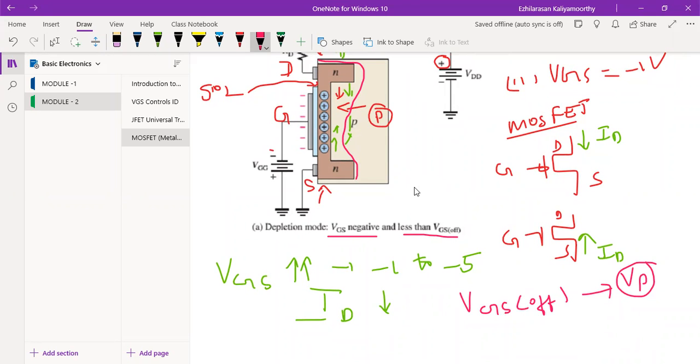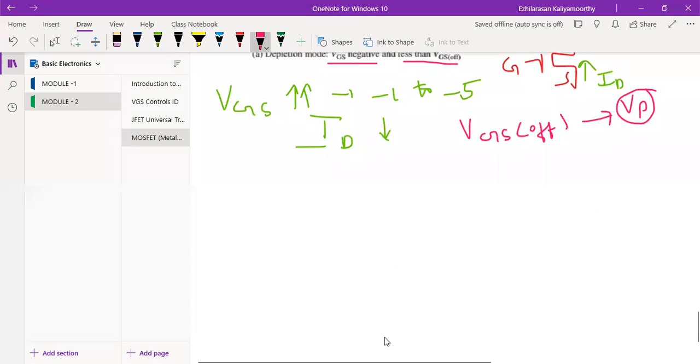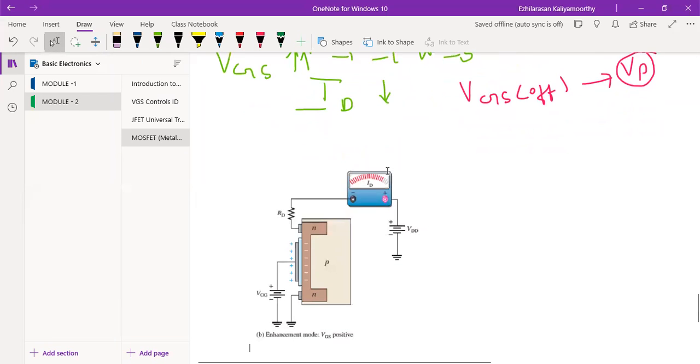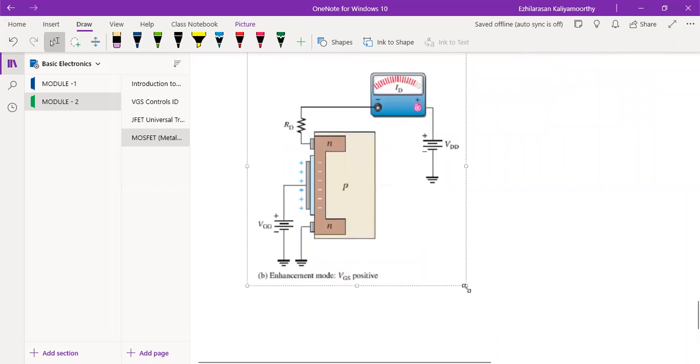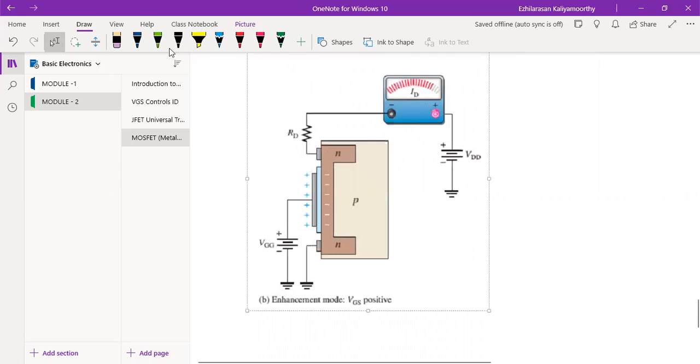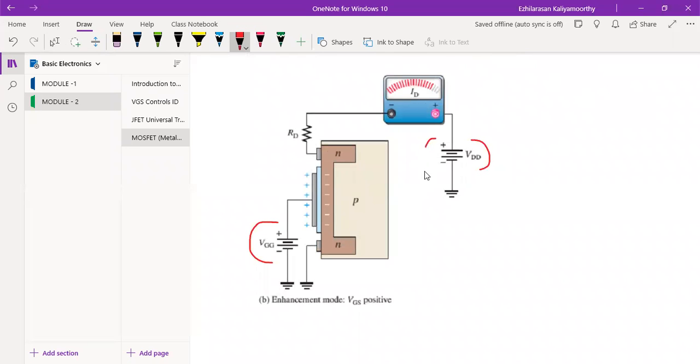But when I go for enhancement mode, how will it be? Very, very simple. For enhancement mode, it will be like this. So what is the difference between enhancement mode and depletion mode? Only a simple difference in the diagram. You can see there we applied VGS negative in the depletion mode, but here in enhancement mode, VGS is positive. So you need to apply a positive voltage. This remains the same only. So automatically here also you have to apply something.